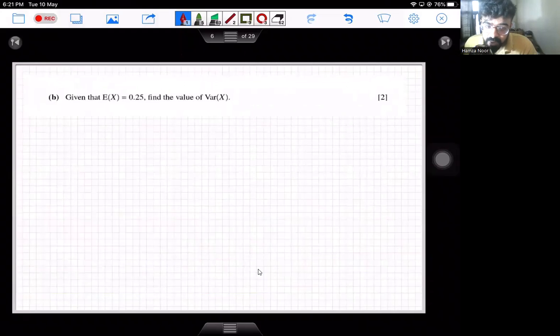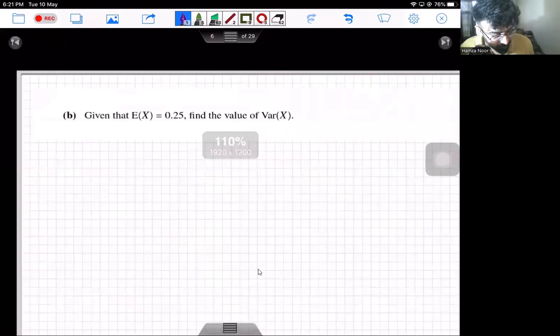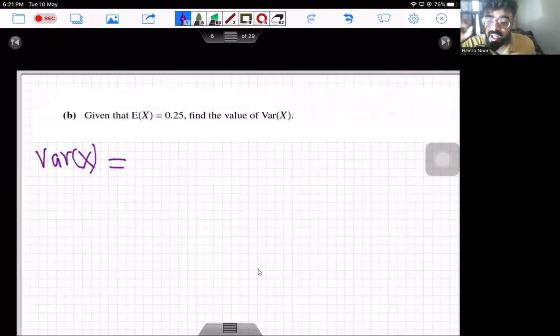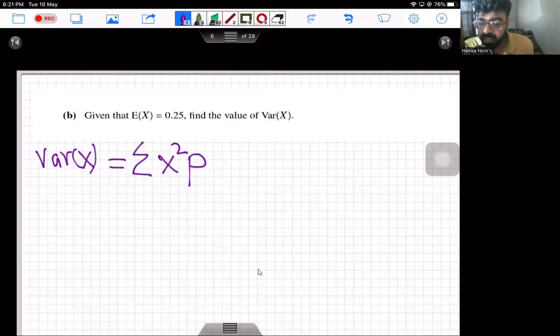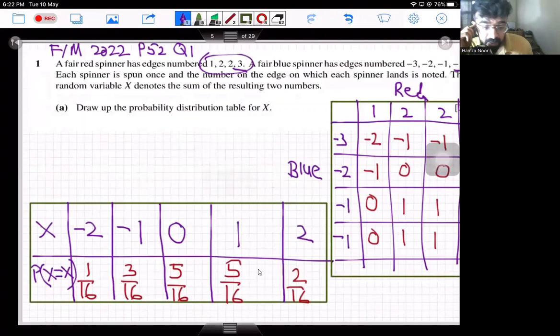Given that the mean is 0.25, find the value of the variance of x. In order to find the variance, we have the formula that all x values are squared first, then multiplied with their corresponding probabilities, then they are all added together. So the sum of x squared times p, and then take away the square of the mean. As simple as that.